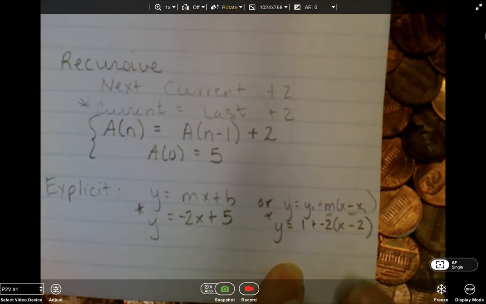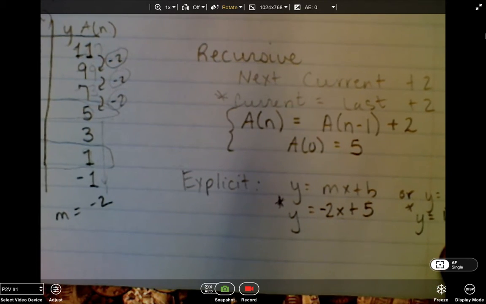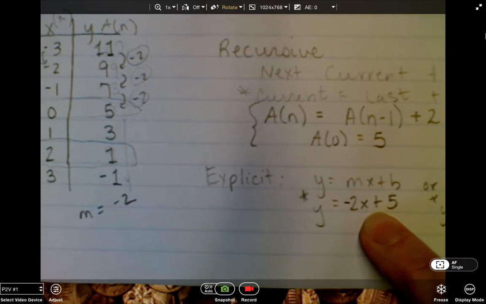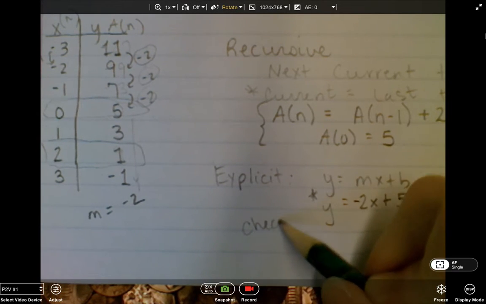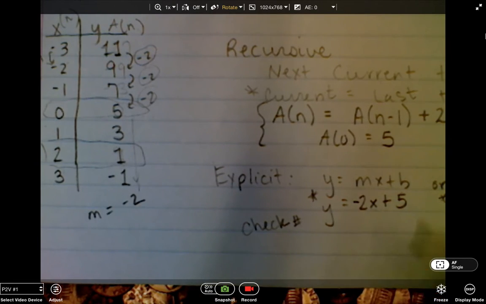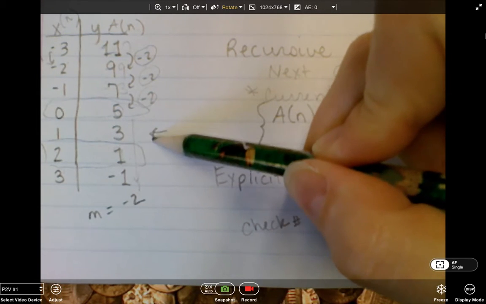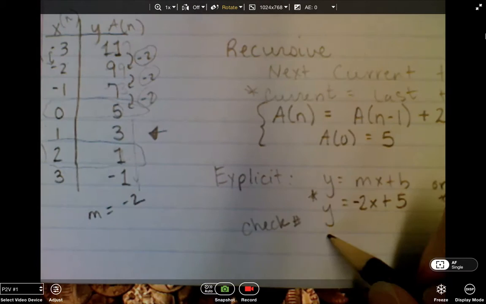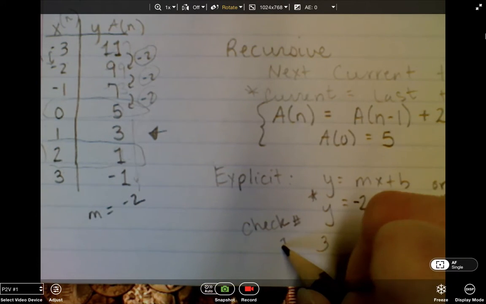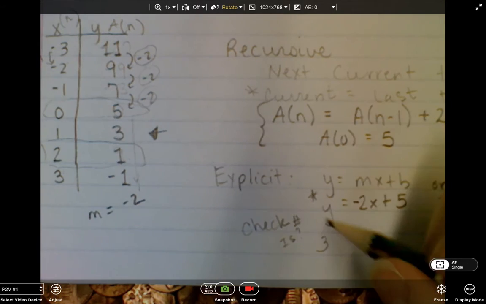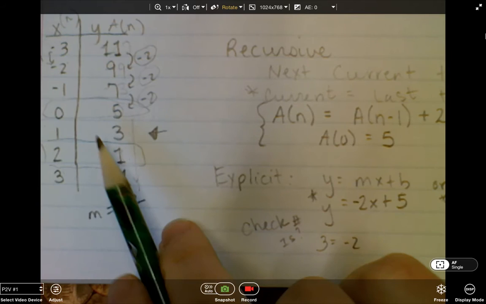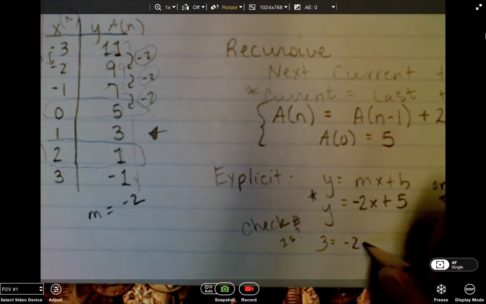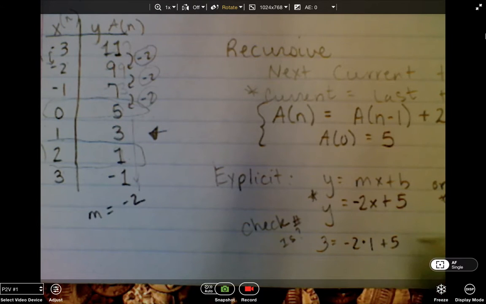But there's one thing that I noticed when I was looking at your guys' tests. It looked like you guys just kind of made equations and then you forgot to check and see if they work. So I'm going to do a check right here. I'm going to use this point right here, one that I didn't use to build it. And I'm going to say, is 3 equal to -2 times 1 plus 5? Well, this just becomes -2, and 5 minus 2 is 3, so yes, it works. So always check and make sure your equation works. You'll find a lot of mistakes that way.